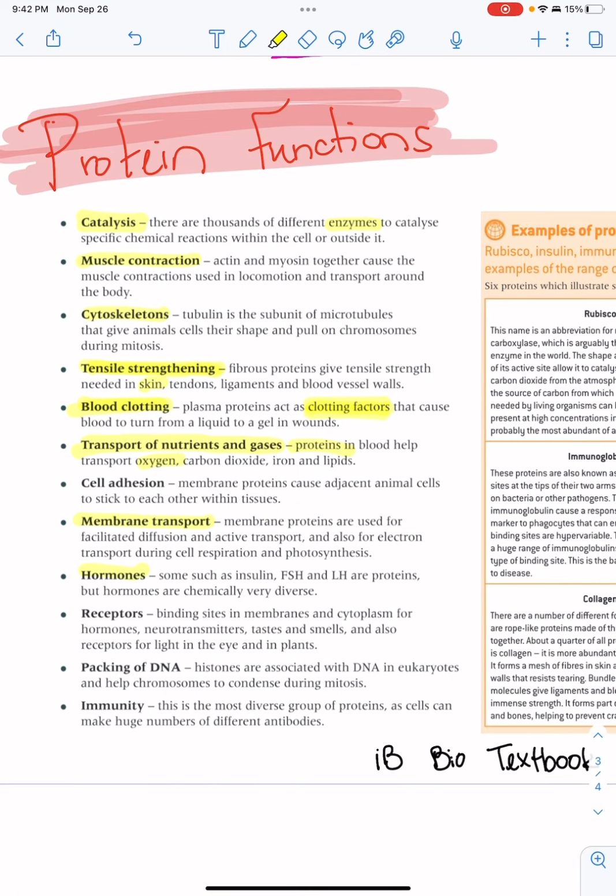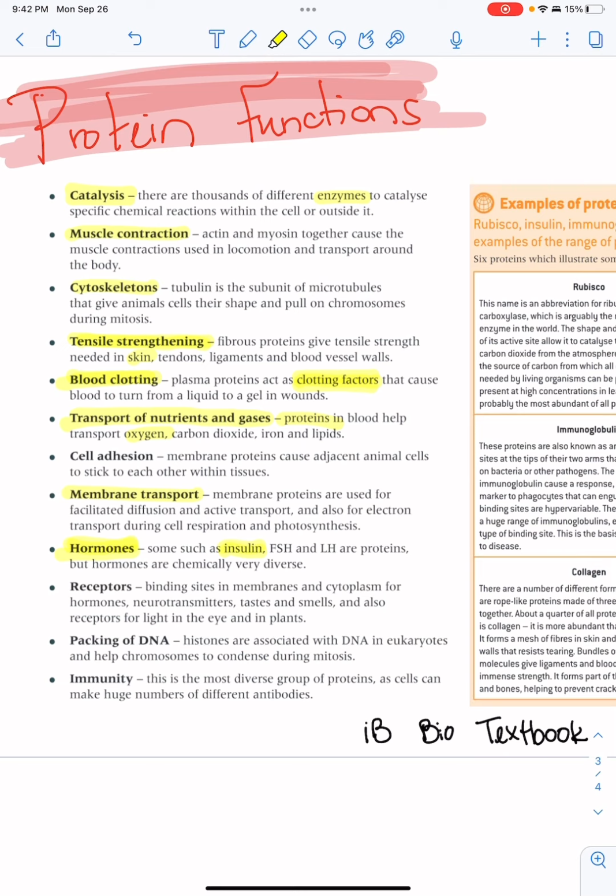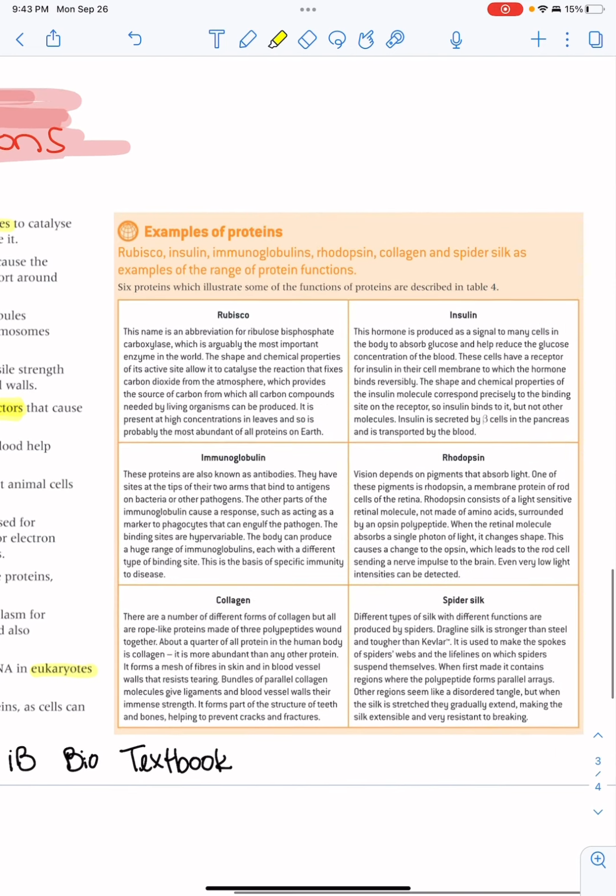Hormones. Not all hormones are proteins. This is really important. Some hormones are lipids, but in particular, insulin is a protein that you do need to know is a hormone. We'll talk about what insulin does, but hormones are essentially chemical messengers. Packaging of DNA, histones: histones basically help package DNA in eukaryotes, and they help chromosomes condense during mitosis. And then proteins are also necessary for immunity because of antibodies. Antibodies are proteins.